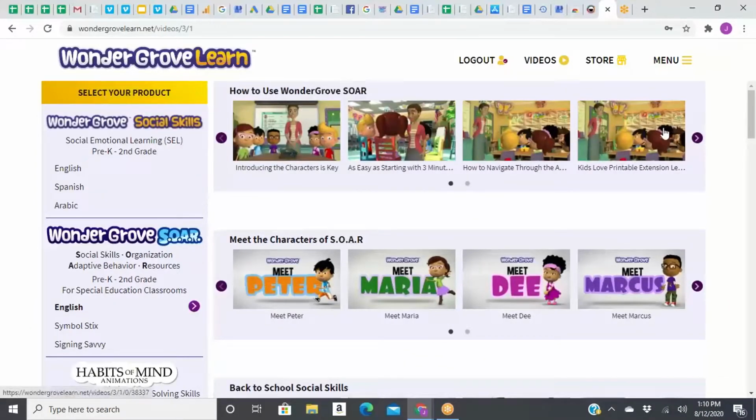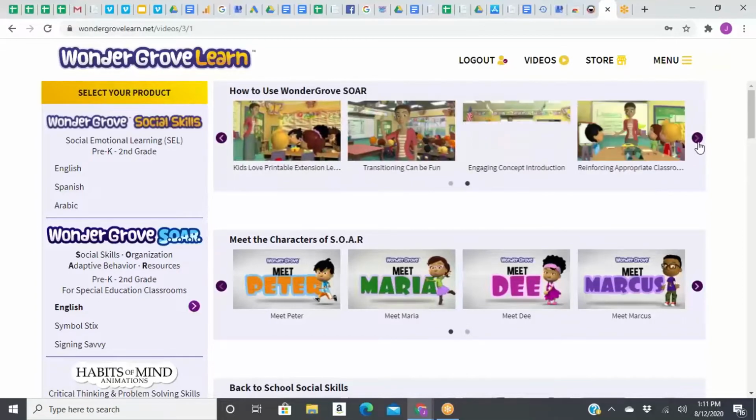Up here at the top, this is basically a tutorial. This is Miss Flowers right here, and she is explaining the basics of how to use WonderGrove Learn and WonderGrove Store in the classroom. So, introducing the characters, start with 3 minutes a day. The reason it's 3 minutes is because that's about the average of how long these videos are. So the easiest way to start is just showing the videos, and you can pick and choose the extension lessons as you go, and you can start to see what works for you.